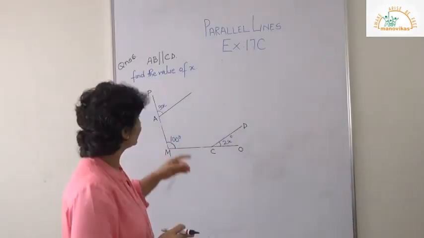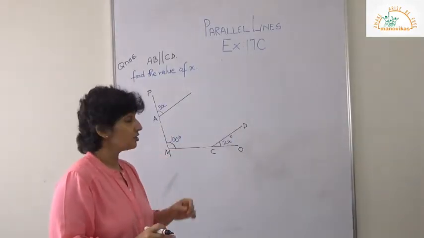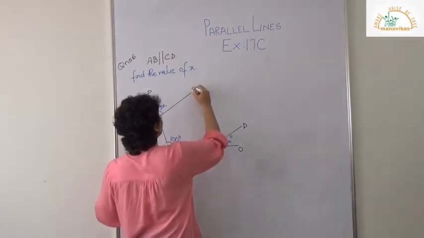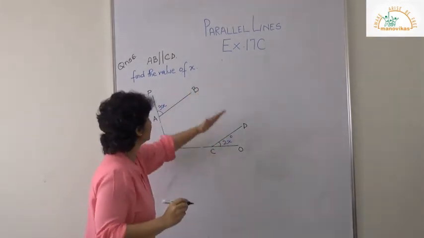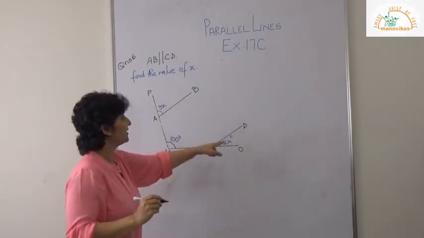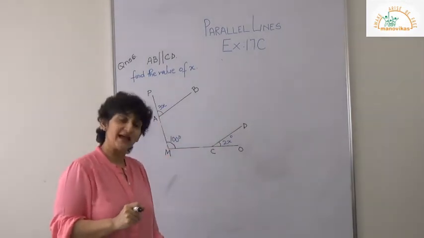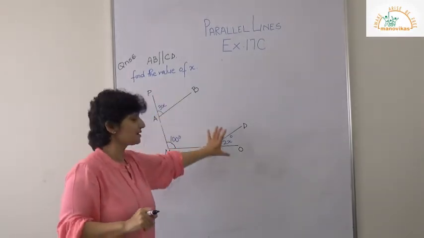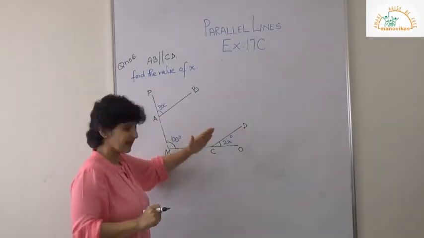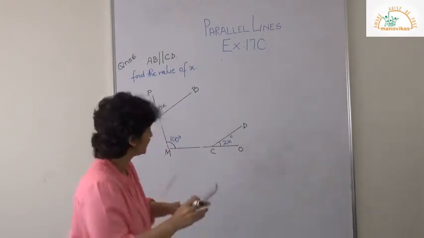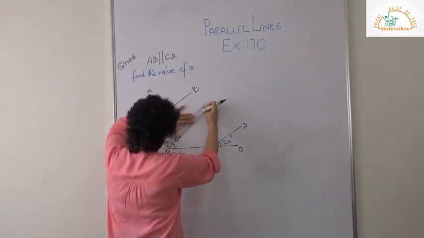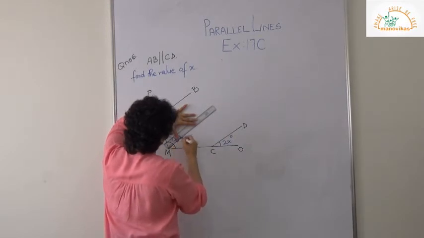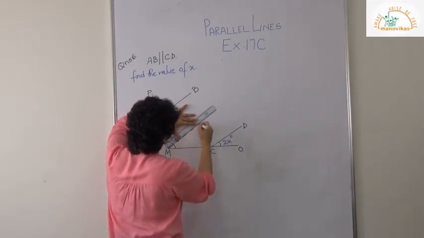Alright children, now let's move on to question 6. Your question 6 says AB is parallel to CD. AB is parallel to CD. You need to find the value of X. Now how do I do that? In what way is this related to this? Very difficult to say, right? So what we'll do is children, let's join here. Let's draw a line.